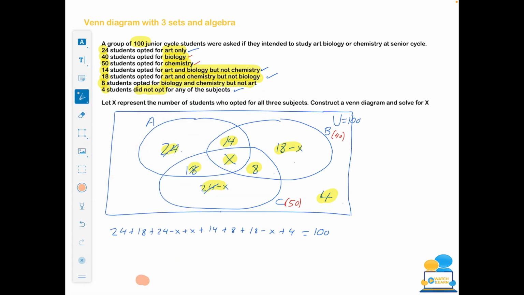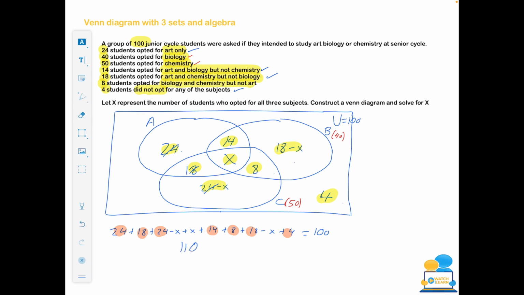So what I would do is I'd take out my highlighter and mark off all the bits that I can add together. So I'm marking off all the normal numbers, all the numbers without any x's involved. When I get out my calculator, I'm going to add those up. 24 plus 18 plus 24 plus 14 plus 8 plus 18 plus 4. One second, sorry, I'm going to do that again. 24 plus 18 plus 24 plus 14 plus 8 plus 18 plus 4. I get 110.